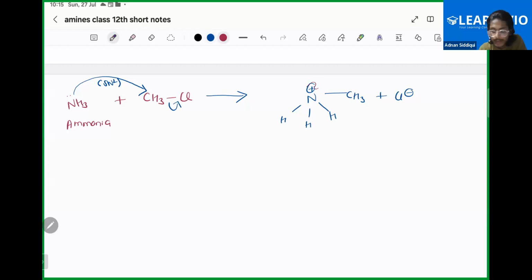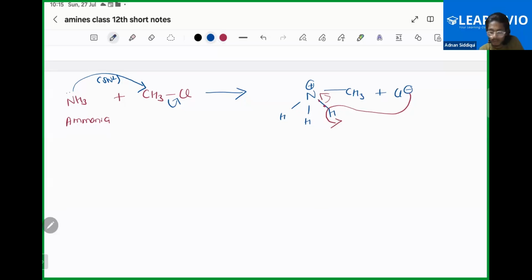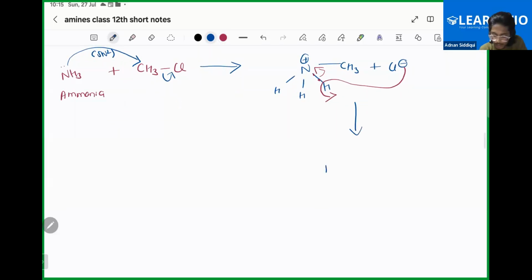Now, this nitrogen is having a positive charge. It will try to neutralize this by sacrificing some side atom. So now this chlorine will come and take this hydrogen, and the bond which was present in hydrogen will be transferred over nitrogen to neutralize its positive charge. So what we can observe here, a formation of amine by elimination of HCl. Is it 1 degree, 2 degree, or 3 degree amine?